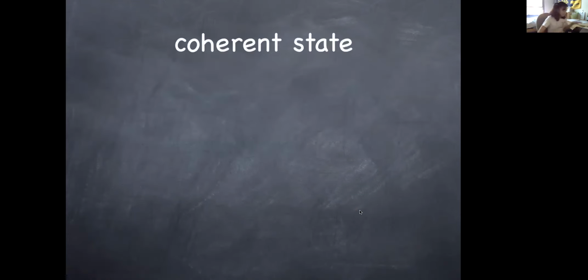So now I'd like to tell you what a coherent state actually is. And this is very strange. This is actually an eigenstate of the annihilation operator A. And remember, the annihilation operator is not a Hermitian operator, because its Hermitian conjugate is the creation operator. We normally don't talk about eigenstates of non-Hermitian operators because they are not observables.